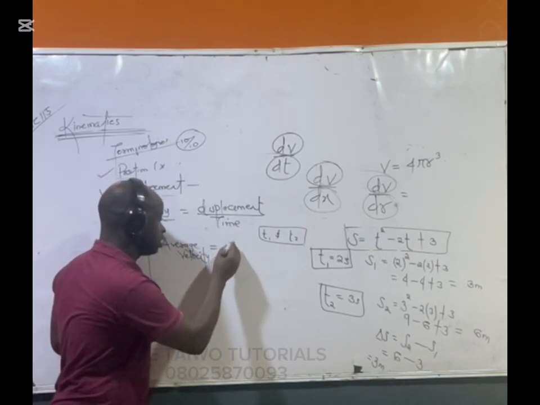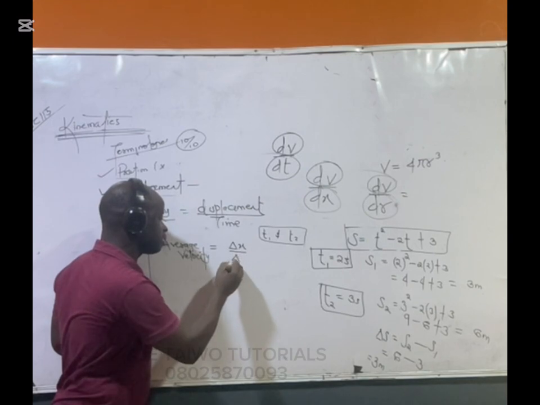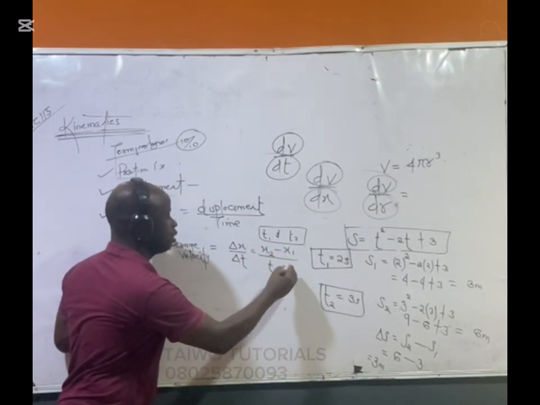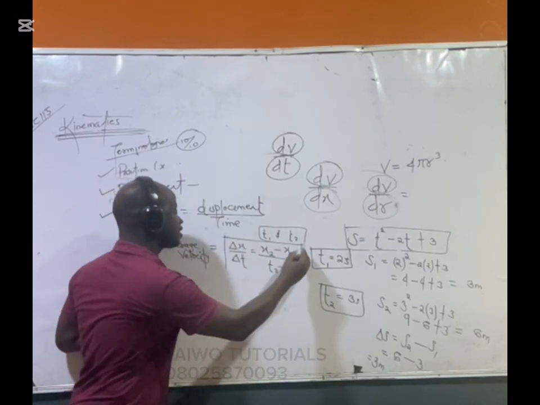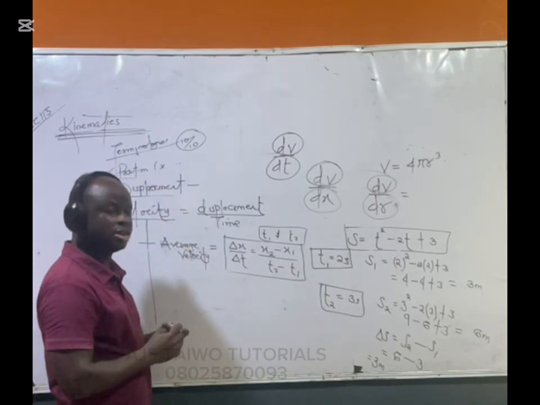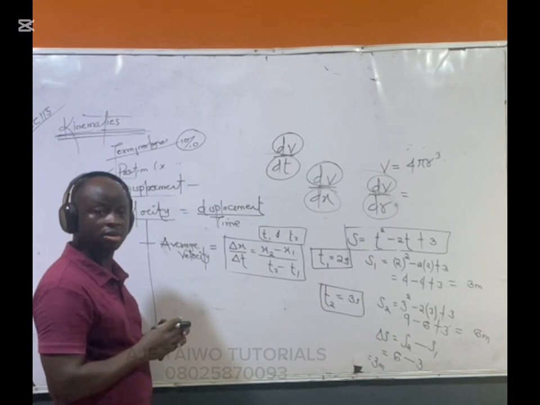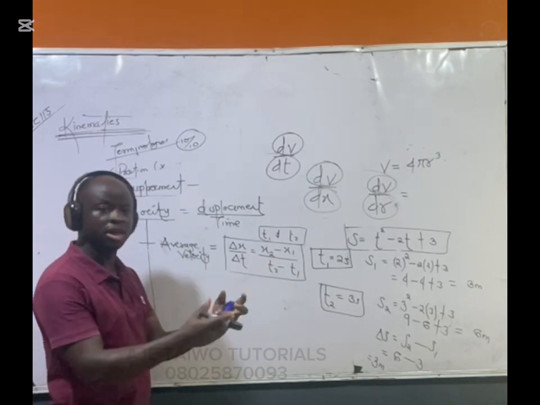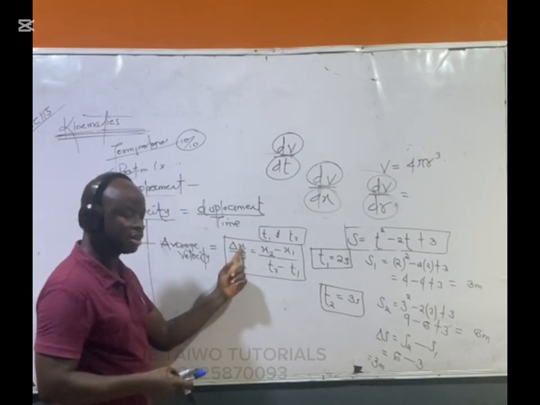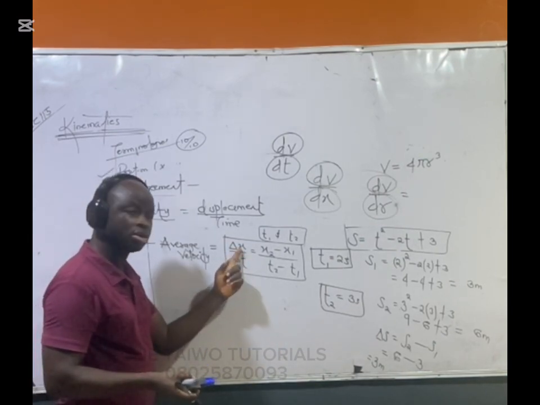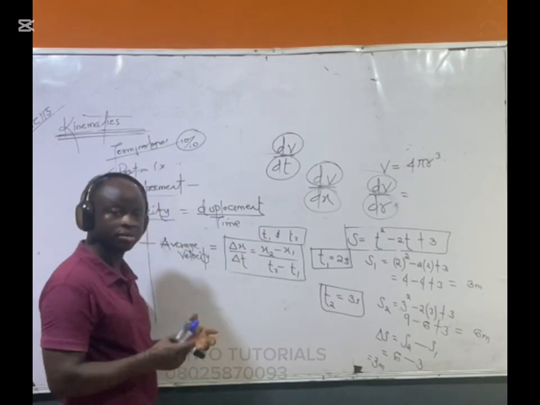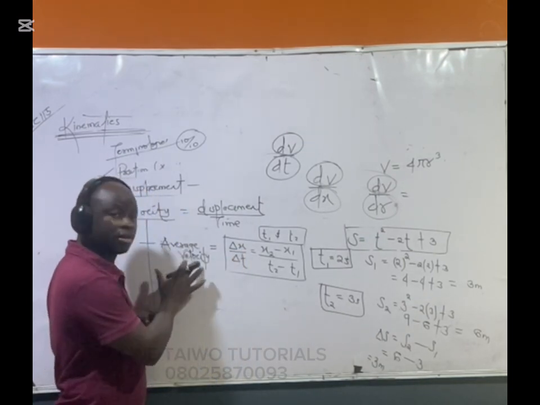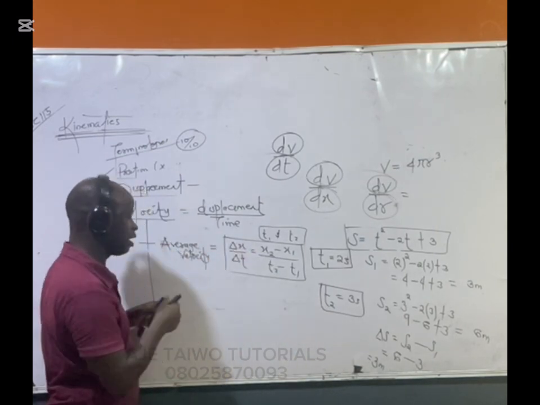And that's your displacement over what? Time. It is x2 minus x1 over t2 minus t1. This is average. This is your velocity over a time interval. If it's not x, it can be y, it can be z, it can be r. It can be anything. But this is your average velocity, velocity over a time interval.